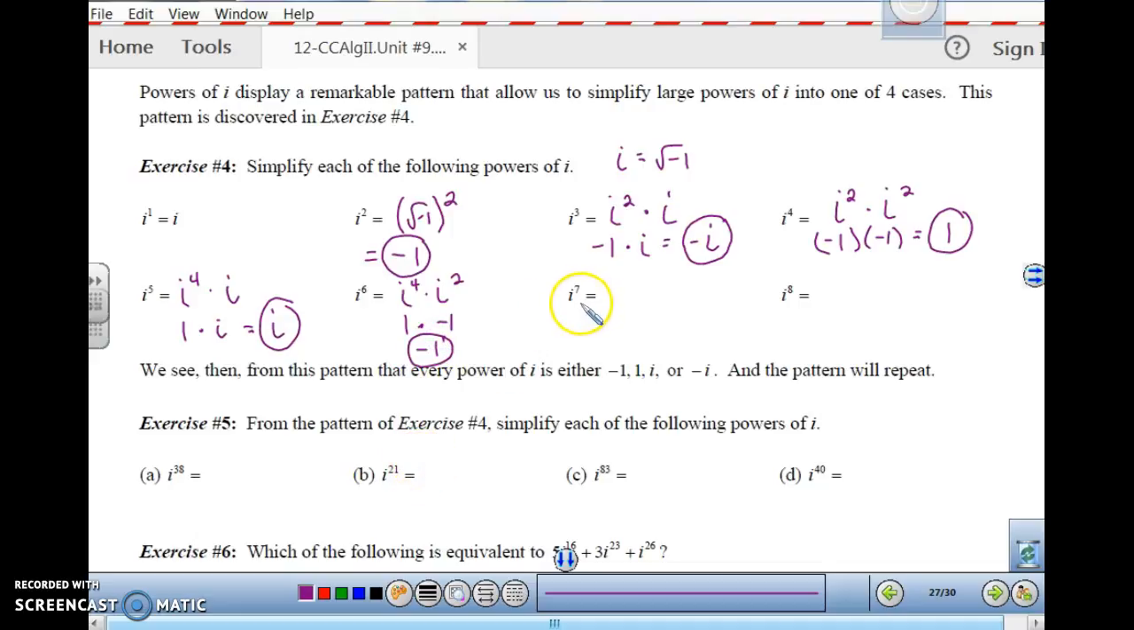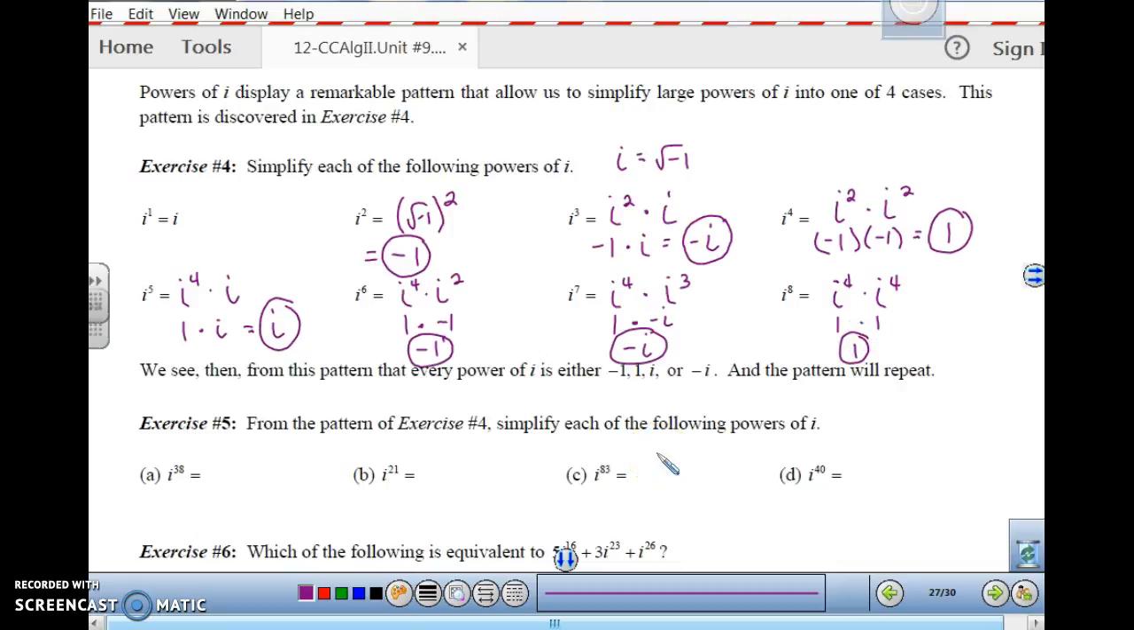All right, i to the 7th. Well, that would be i to the 4th times i to the 3rd. i to the 4th is 1. i to the third is negative i. 1 times negative i is negative i. All right, and then i to the 8th would be i to the 4th times i to the 4th. 1 times 1 is 1.